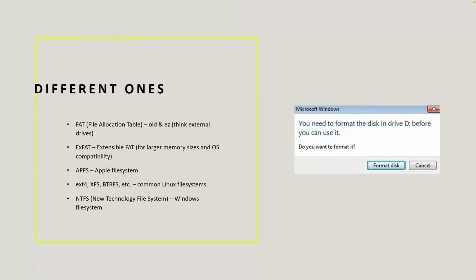APFS is Apple's file system, so that's what Mac OS uses, that's what iOS uses. You have a whole bunch of them for Linux. Obviously, you have ext4, which is more common, I suppose. And finally, you have NTFS, which is what we're talking about today, which is Windows. This was developed by Windows. Before this, they used only FAT, and after a while, it just didn't work out.